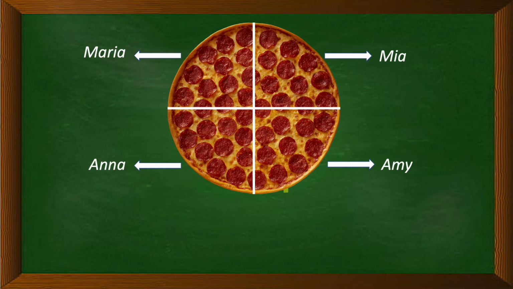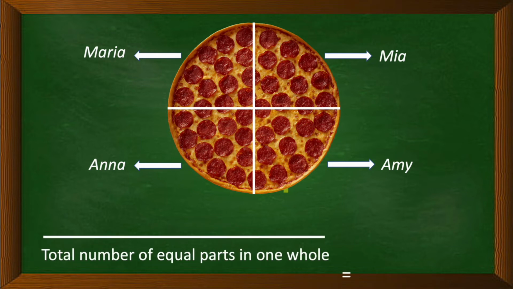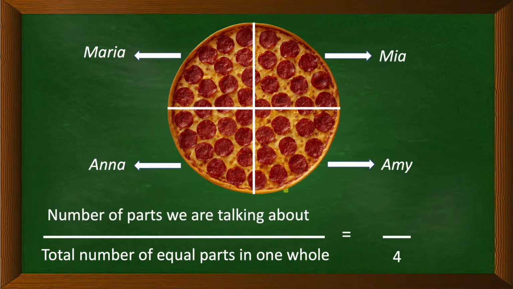How do we represent that as a fraction? Just from what we learned, to represent a part as a fraction, first we have to write the denominator, which is the total number of equal parts in one whole. In this case, it is 4. Our numerator is going to be the number of parts in context, or the number of parts that we're talking about. In this case, it is the one slice of pizza. So our numerator is just 1. So our answer to the question, what fraction of pizza would each one get, is 1/4.